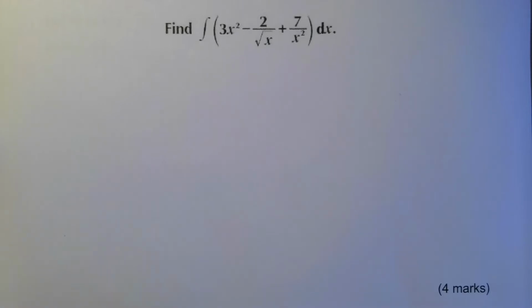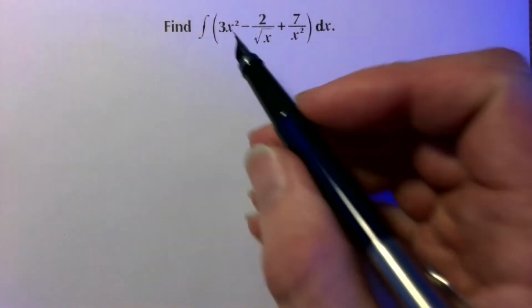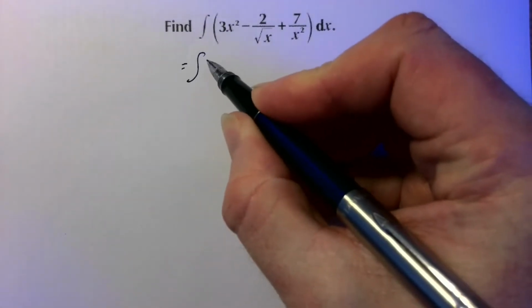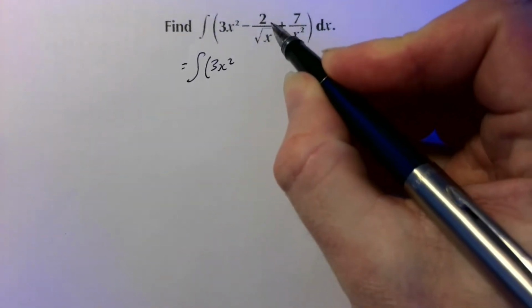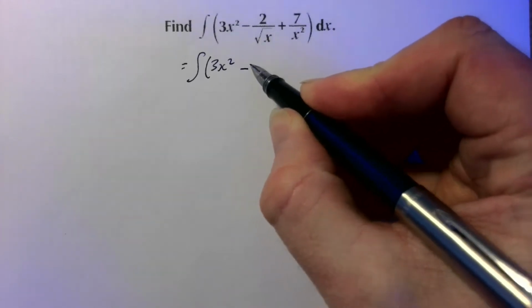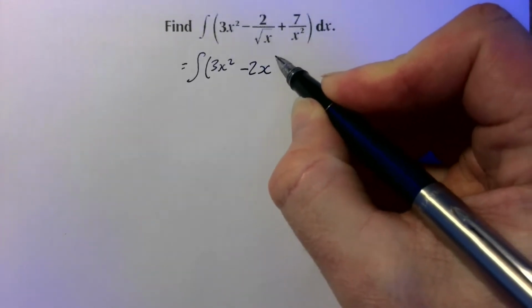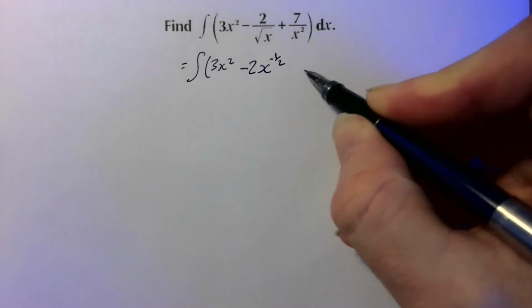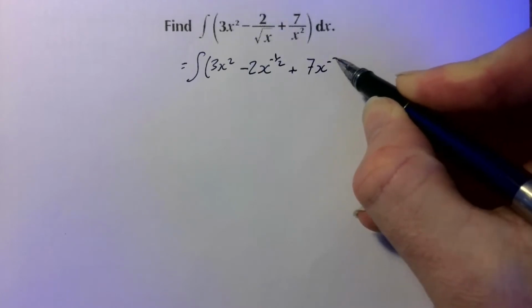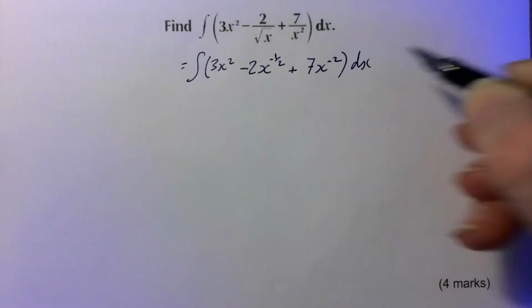Okay, so question 1. To integrate, we need to get it into the form where it's all powers of x, don't we? So first thing to do is, I'll keep that as 3x squared, but this needs to become a power of x. That's a negative a half, isn't it? Negative 2x to the negative a half. And then the one on the bottom, that just becomes negative.